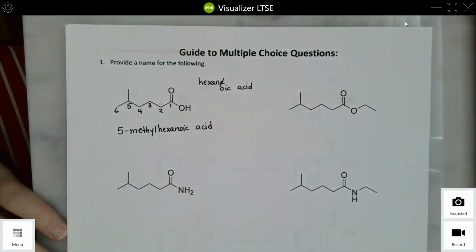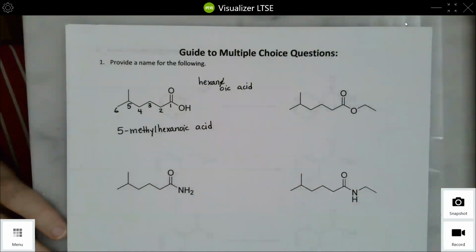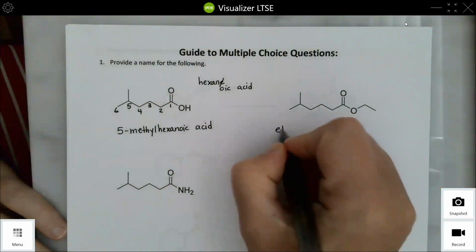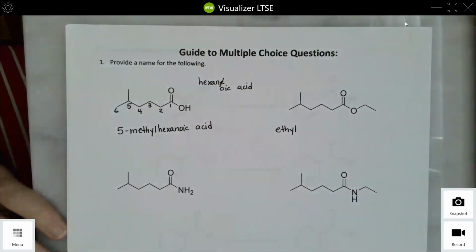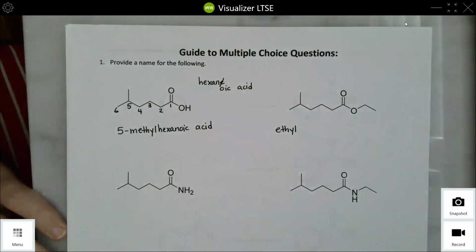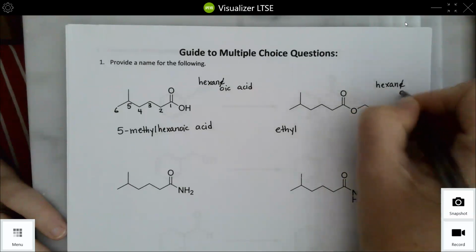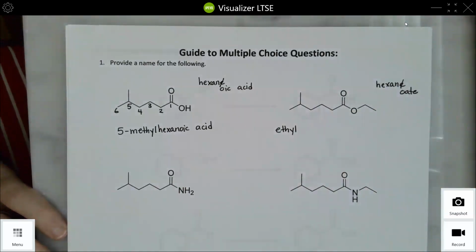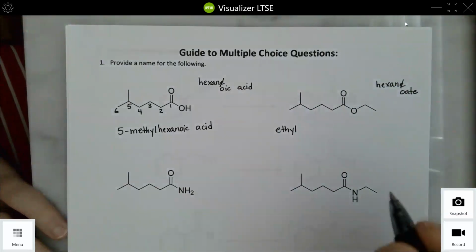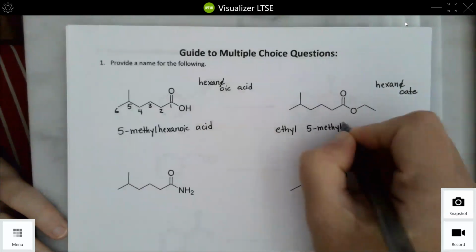And then for an ester, we are going to look at what's attached to the oxygen, and that's going to come first. So this is an ethyl ester. So we're going to write ethyl and then a space. And it's going to be similar to this, except instead of "oic acid", it becomes "oate". So you can think of the same idea. It started from hexane, but for an ester, we add "oate" instead of "oic acid". So this is still ethyl 5-methyl hexanoate.